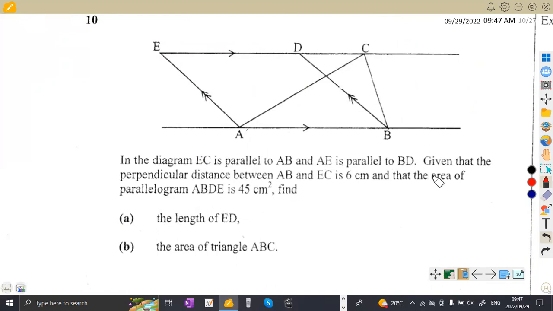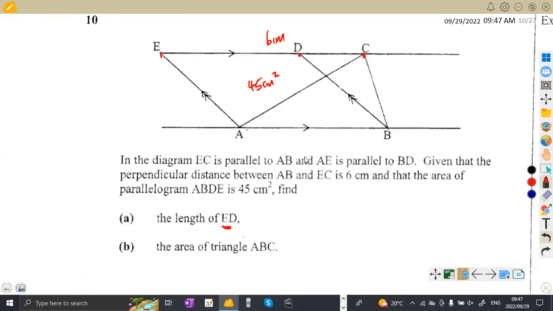Then we are given that the area of the parallelogram ABDE, this parallelogram here, is 45 square centimeters. And we are given that EC, from E to C, is 6 centimeters. Now we are asked to find the length of ED. This is what we now need: the length from E to D. What is the length from this E to D? All right, so this is what we are going to have.